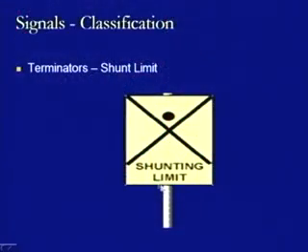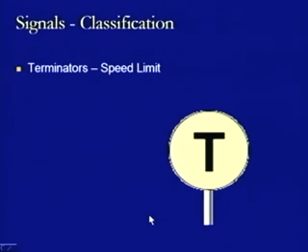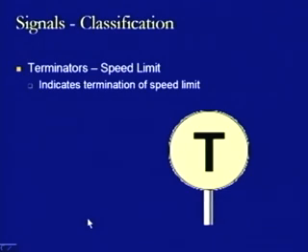Then this is a shunting limit terminator, as we have seen the BSL terminator. Similarly, in that sense, this cross means and this is written here. Then we have another terminator which is a speed limit terminator, which is circular in section with T inscribed on that with a yellow background and black text. This is the speed limit terminator. It indicates termination of the speed limit.